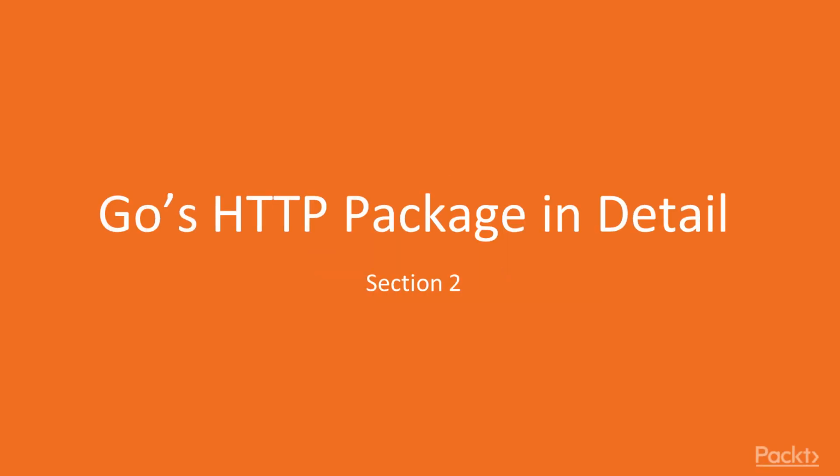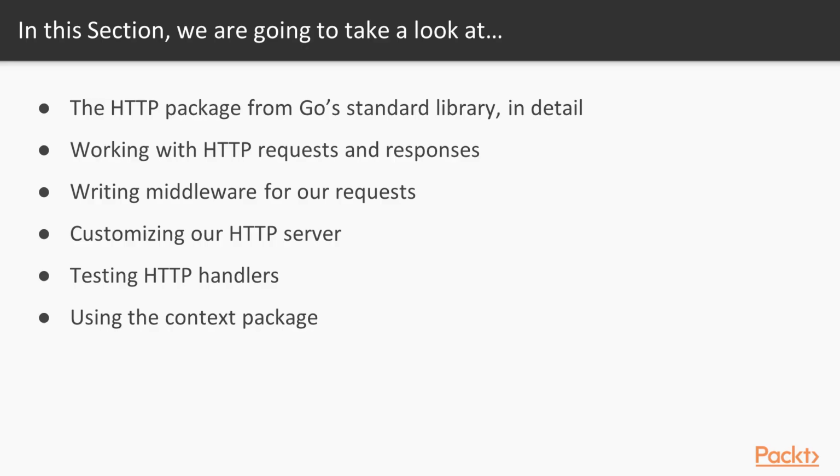This is section 2, Go's HTTP package in detail. In this section, we're going to take a look at the HTTP package from Go's standard library in detail: how to work with HTTP requests and responses, how to write middleware for our requests, how to customize our HTTP server, how to test HTTP handlers, and how to use the context package.